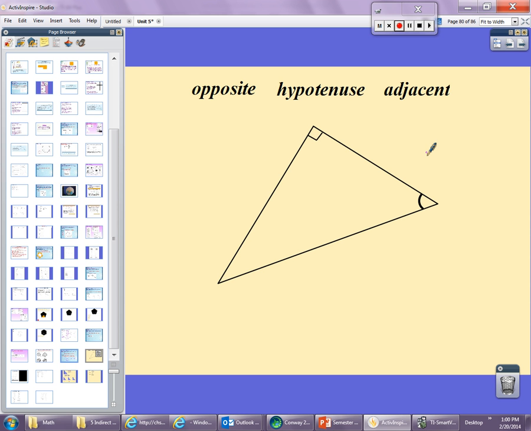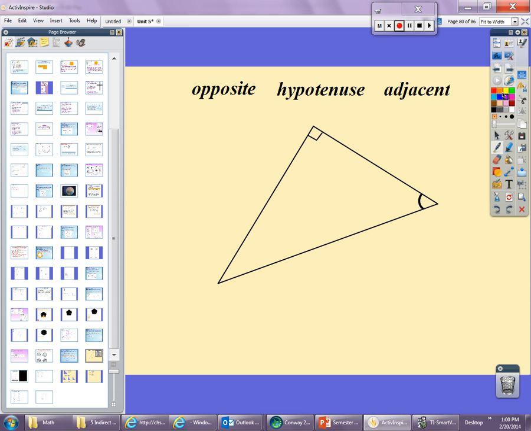Okay? So in this example that I have up here on the board, this is not one of your problems, but the little rounded mark, which in this case is right here, is going to identify the angle that we're referencing. Okay, so let me explain. First off, our hypotenuse is always opposite of the right angle. So here's my right angle. I'm going to bring it directly opposite, and that's going to be my hypotenuse.